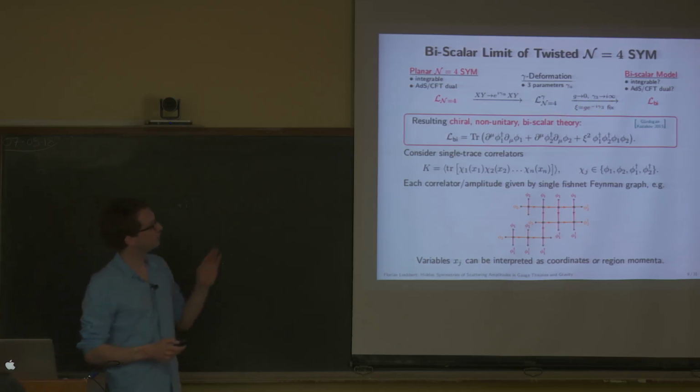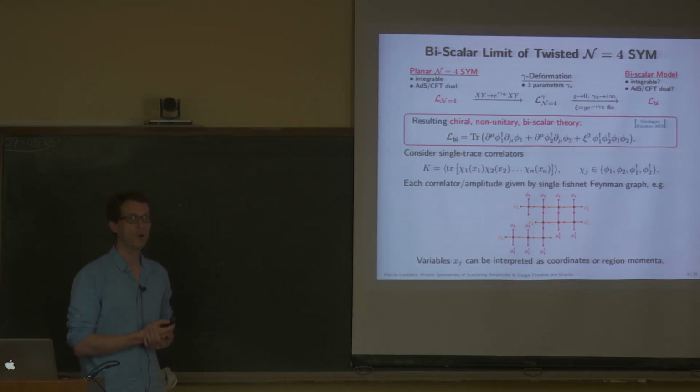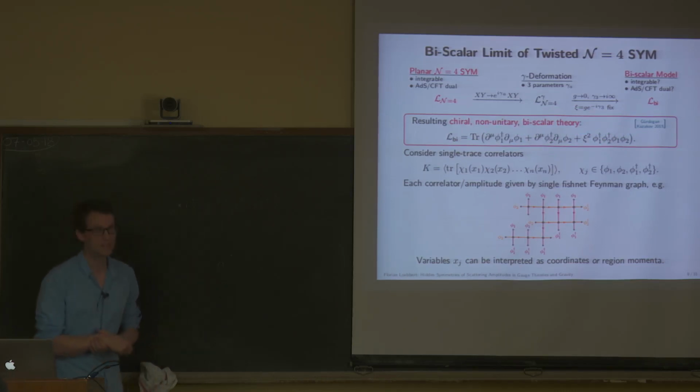And it turns out that almost all of the fields decouple, and I end up with a Lagrangian, including only 2 complex scalar fields, phi 1 and phi 2. So this is the resulting Lagrangian. And I have a single 4-point vertex of these scalar fields.